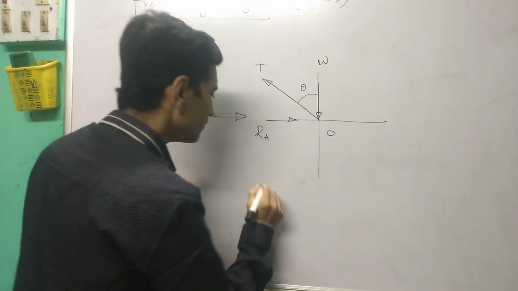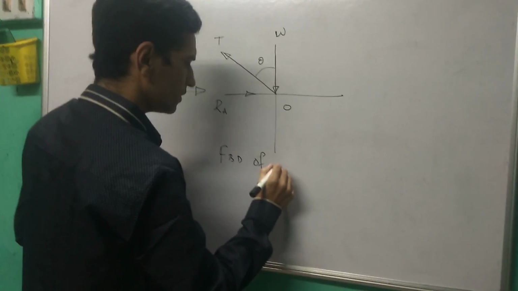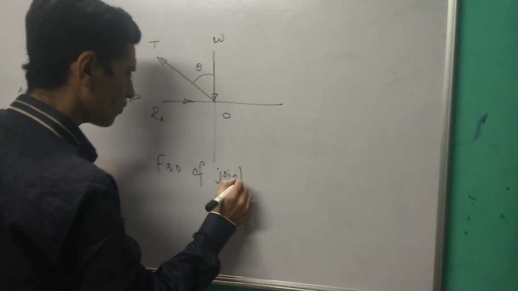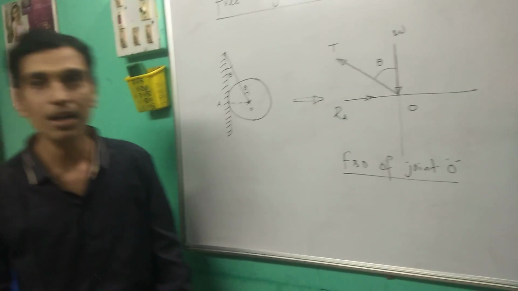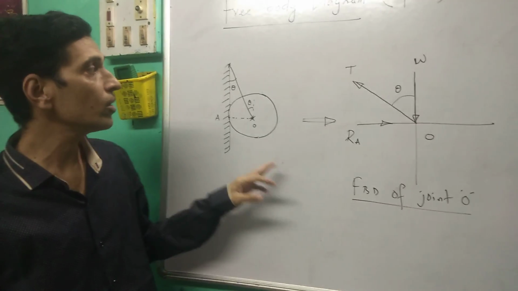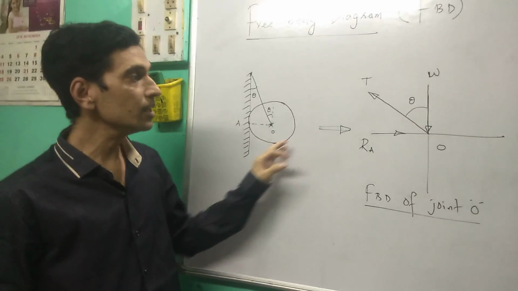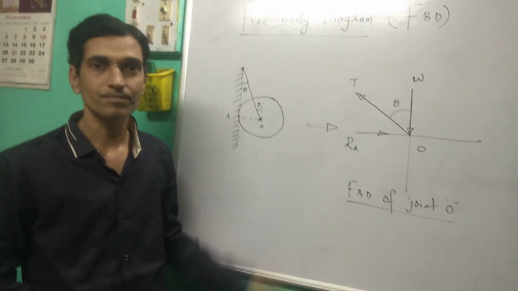So this diagram shows the free body diagram of joint O. Here what is O? O is the center point of the spherical ball. This is how we can draw the free body diagram of any of the connected bodies.